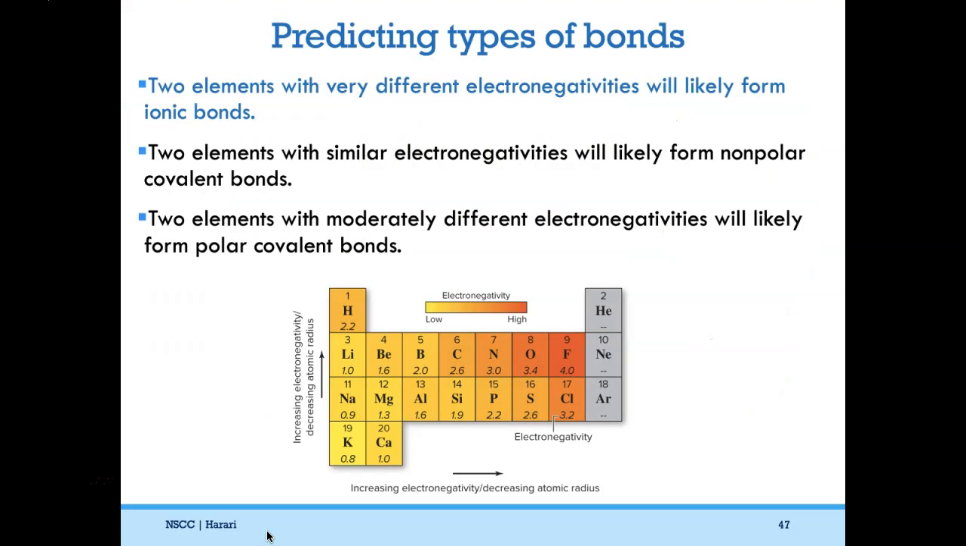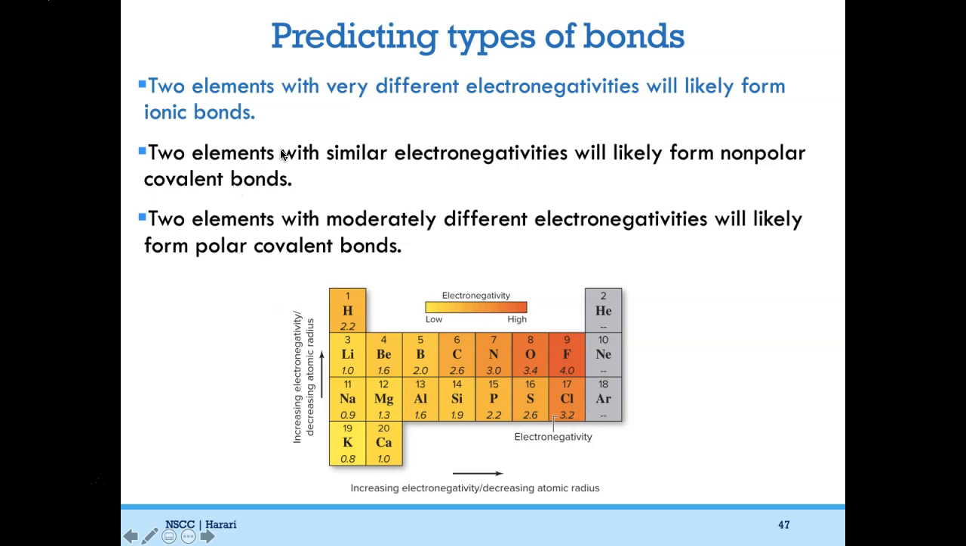So there's a way to predict which type of bonds two atoms will make. And you don't have to memorize this. I just want you to understand the concept. But two elements with very different electronegativities will likely form ionic bonds. That's the case with sodium and chlorine. A very large difference in electronegativity explains why they make an ionic bond.